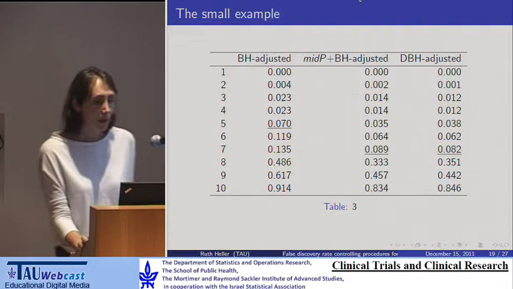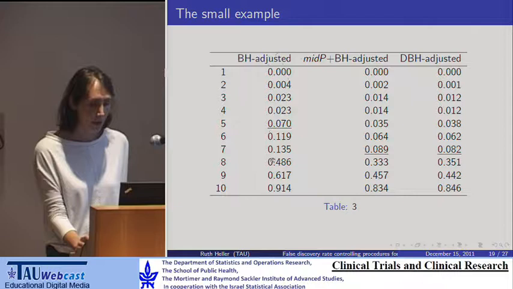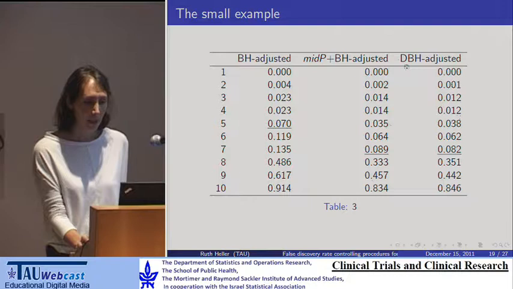So here's again the small example. The BH adjusted p-values, the original procedure, are these. If we apply the BH adjustment on mid p-values, then we get this. We saw already these two columns. If we add the DBH adjusted p-values, then we have this column of numbers.